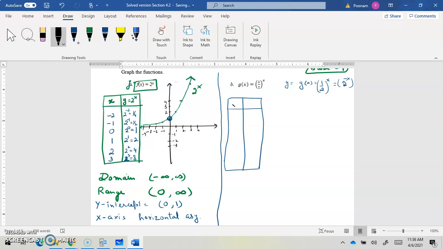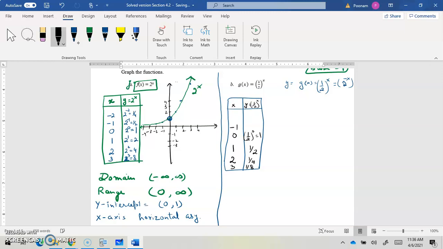So let's say y is equal to half raised to power x. Let's say x is 0. Half raised to power 0 would be 1. At 1, it would be half. At 2, half raised to power 2 would be 1/4. At 3, it will be 1/8.